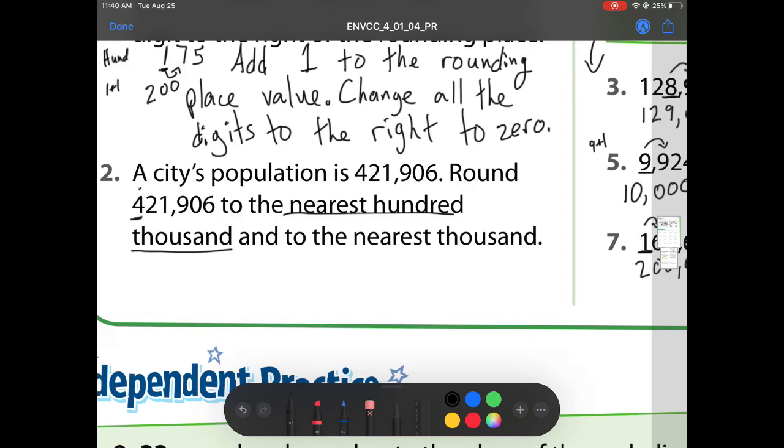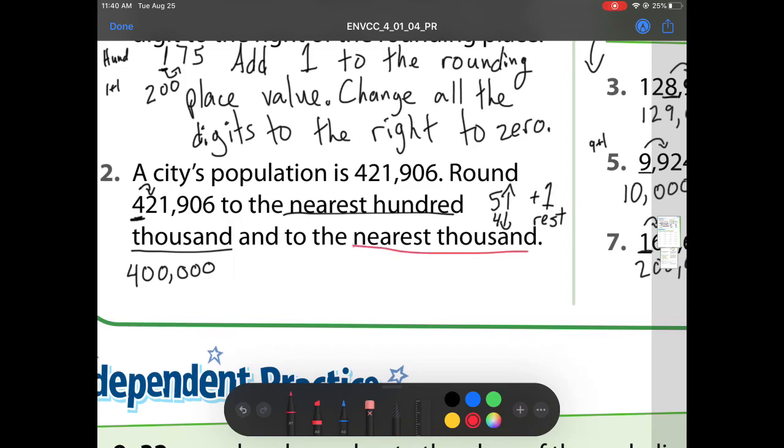400,000. So we underline our place value and we go next door. Is that 2, 5 or more? So we add one more. Or is it 4 or less? So we let it rest so it stays the same. That 2 is less, so we're going to let it rest. So that will become 400,000. We let that 4 rest and then look to the right, put zeros in sight.